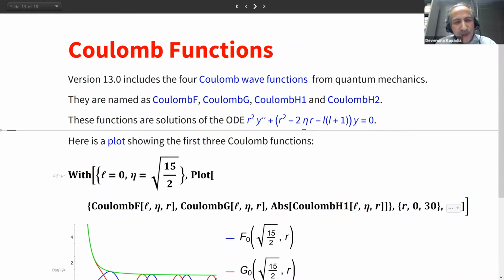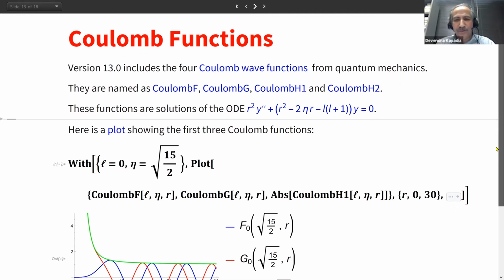If you have a second order ODE, then in fact you should only have 2 independent solutions. So they are Coulomb F and Coulomb G. This one is the regular solution. This one is the irregular solution. And the remaining 2 are complex linear combinations of them. They're usually called Coulomb H plus and Coulomb H minus, but we call them Coulomb H1 and Coulomb H2.